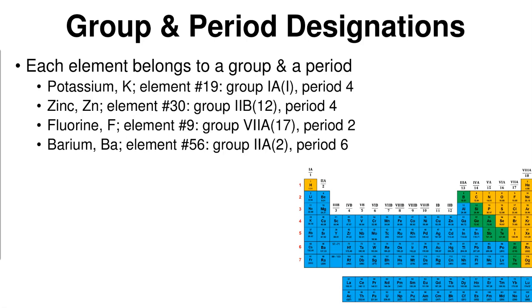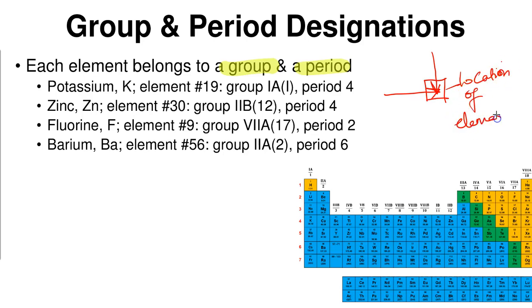So let's talk about group and period designations. Each element belongs to a particular group and a particular period. Now, if you draw the line from the group and then where it meets the period is the location of that element. This will be the location of the element.